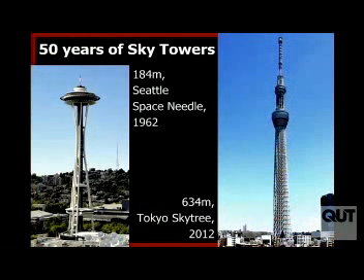If we look at buildings over that 50-year period, the tallest needle-type structure in the world 50 years ago was the Seattle Space Needle, which was built for the World Fair of 1962 in Seattle, 184 metres. If we look at the tallest needle-type structure now, it's the Sky Tree in Tokyo, and you can see that there's been a significant increase in height. Now, almost a factor of 3, or a bit over a factor of 3 in height of those types of structures.